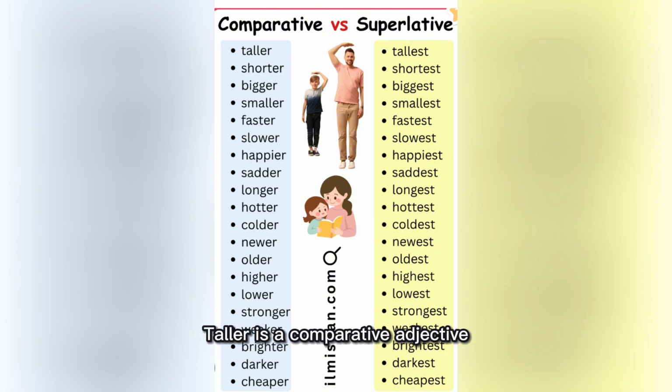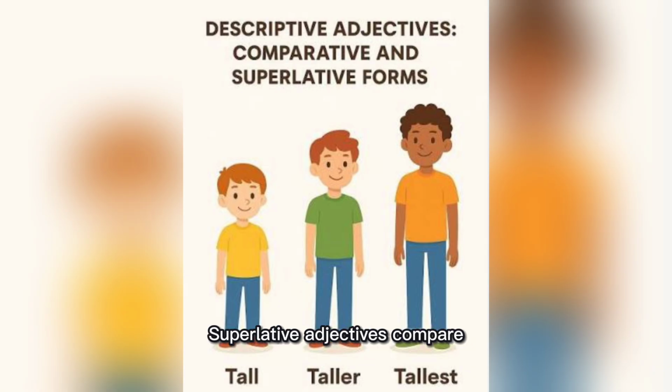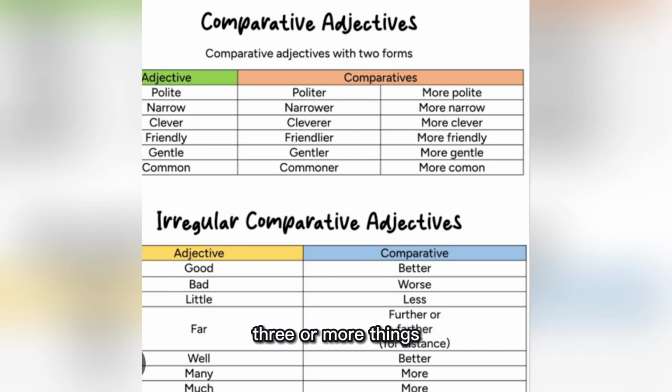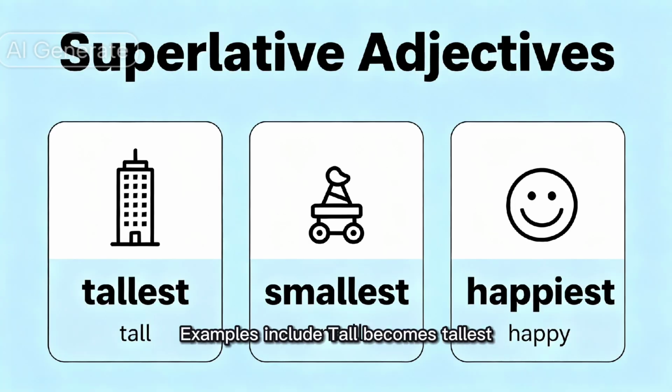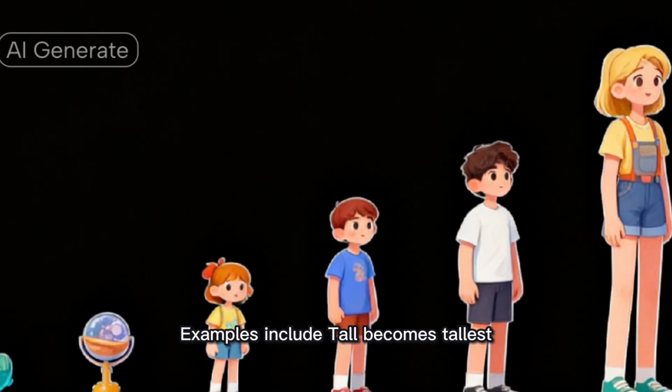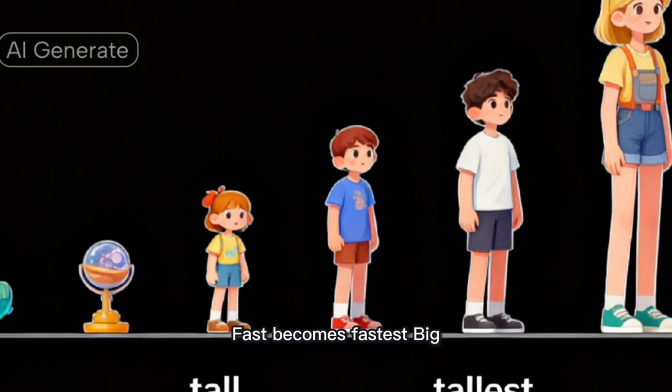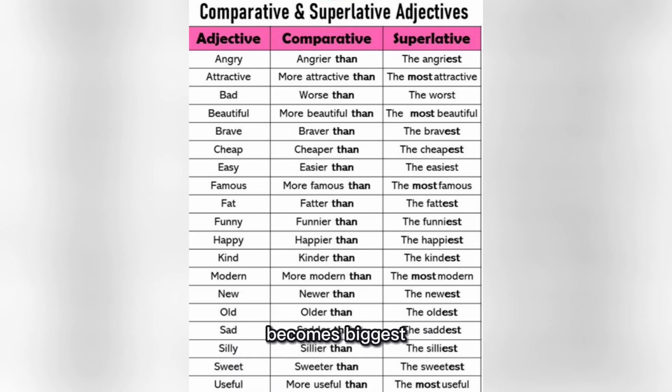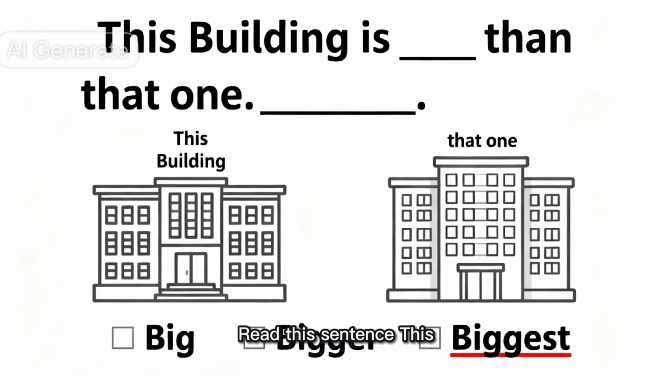Superlative adjectives compare three or more things. We often add est to the adjective. Examples include tall becomes tallest, fast becomes fastest, big becomes biggest. This is the tallest building in the city. Tallest is a superlative adjective.